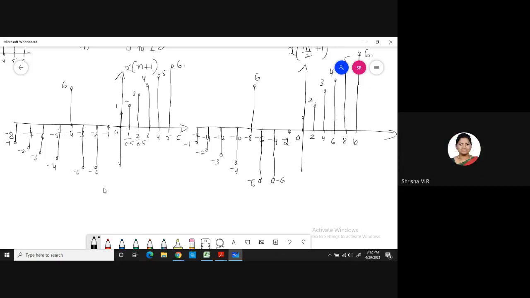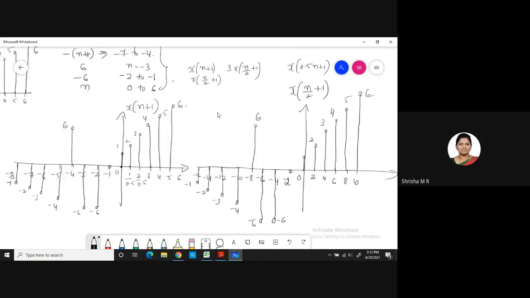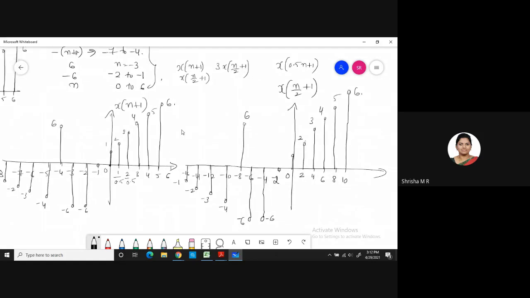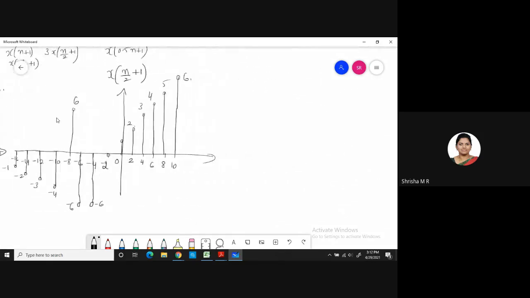Our signal has expanded now because we are scaling it by a factor of half. Before, it was existing from minus 8 to 5. Now it is existing from minus 16 to 10. Now we have to amplitude scale it. So for amplitude scaling, you have 3 times x of n by 2 plus 1.